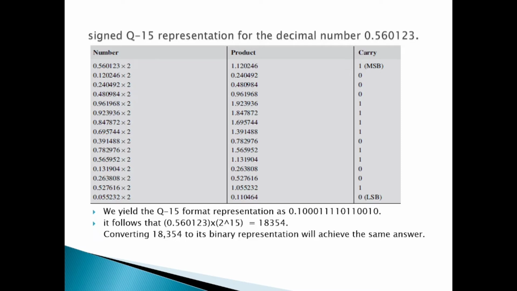We get 0.240492. Take out the 0 and again multiply 0.240492 with 2 and continue this process up to 15 steps. Finally, we get the Q15 format represented as 0.100011110110010. To verify our result, perform 0.560123 into 2 power 15. We get 18354 in decimal.